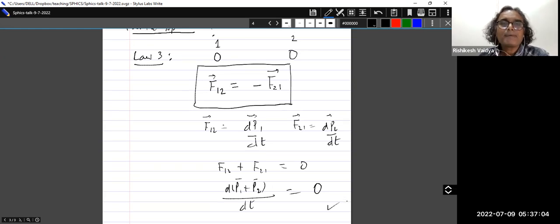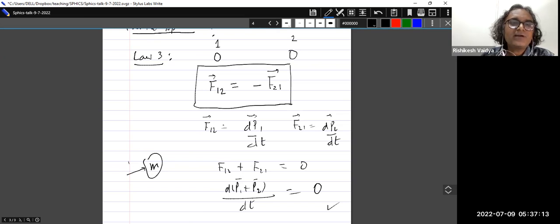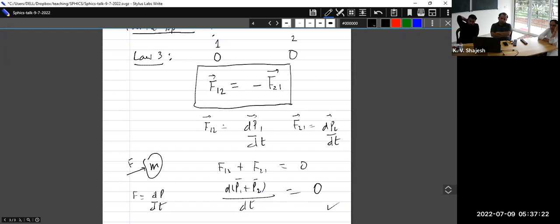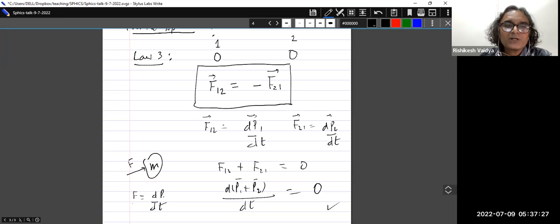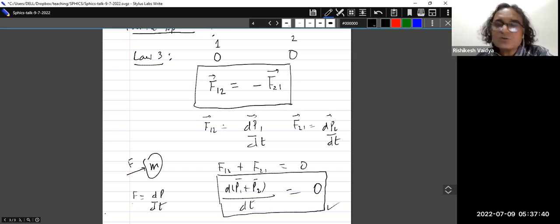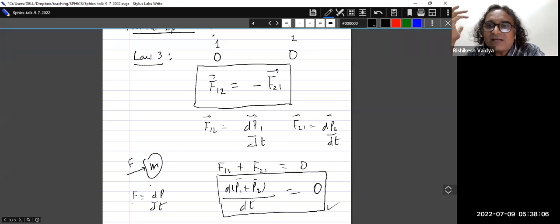Now, one might say that in my second law, I have this mass M and F acting on it, and F equals dp by dt. Obviously, if F is 0, dp by dt is 0, right? So, isn't the third law already contained in the second law? Because the second law says that when the force is 0, momentum is conserved. Or for that matter, in the first law. The first law says that a body free from any external influence continues to move with uniform velocity or state of rest. The momentum is conserved, right? So isn't there some kind of redundancy in the laws here?